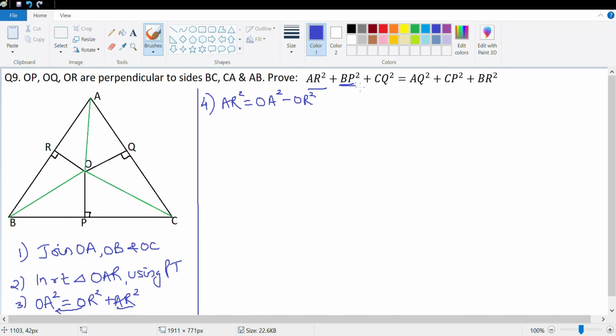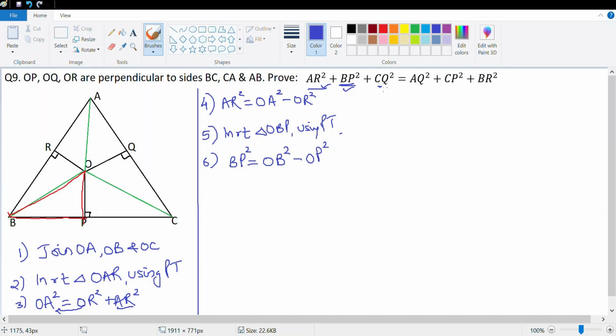Next, the second element is BP. BP is a part of the triangle BOP. So let's apply Pythagoras theorem in this triangle. So point number 5, in a right triangle OBP, using Pythagoras theorem, they want BP, so let me keep BP on one side. So BP square is equal to OB square minus OP square. Yes, OB square is equal to BP square plus OP square. So that's correct. So I've done the second element also. Let's look at the third element.